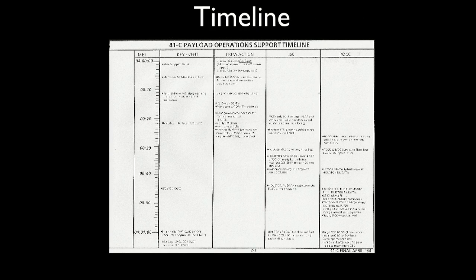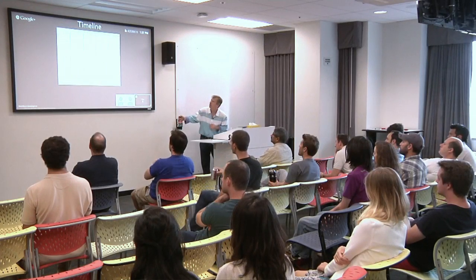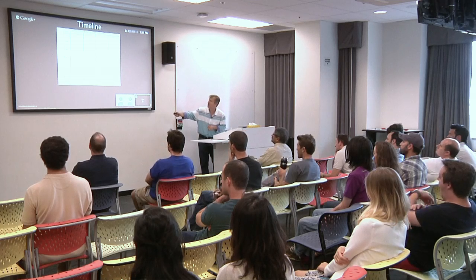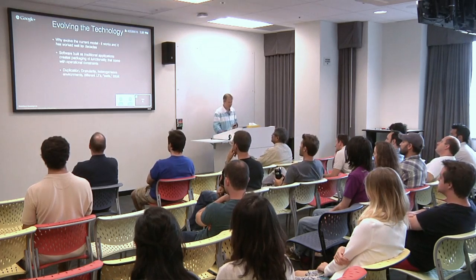Can we read this? You guys can't read that. Sorry about that. I was trying to give you an idea of how we did timelines. Mission elapsed time, key event, and then roles for different groups, mission control, payload ops control center. That was in Washington, D.C. They controlled the satellite, and we were responsible for the shuttle.